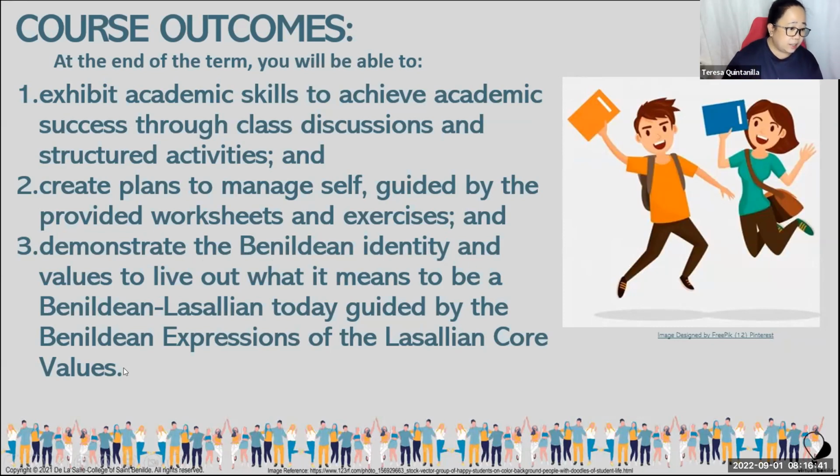Then, demonstrate the Binilian identity and values to live out what it means to be a Binilian Lasallian today, guided by the Binilian expression of the Lasallian core values. I'm going to demonstrate the Binilian identity by doing different activities: group work, individual work, reflections, and other activities. Mostly reflection and group work. Sorry guys.